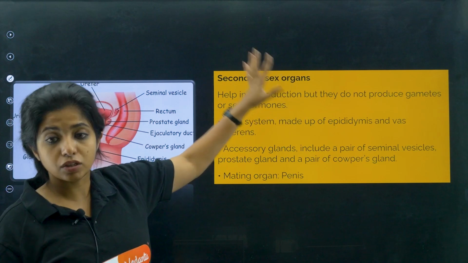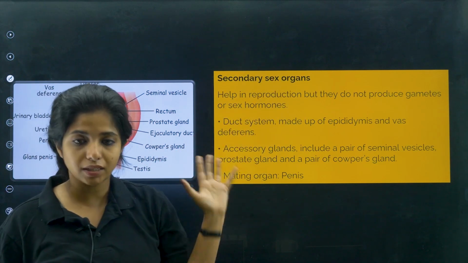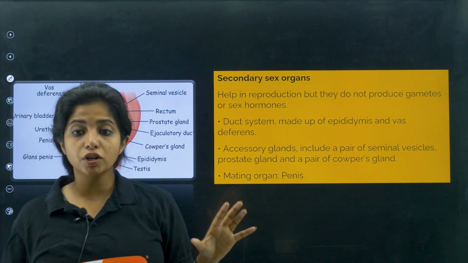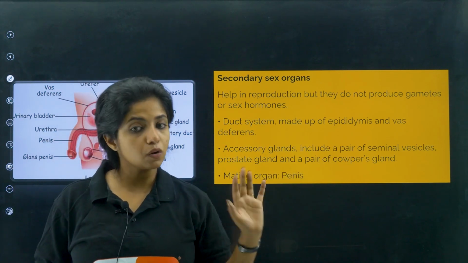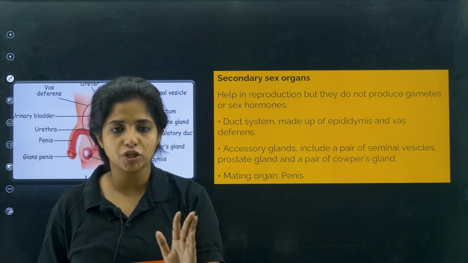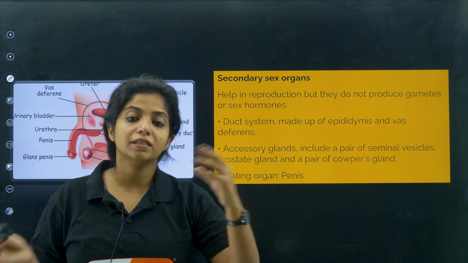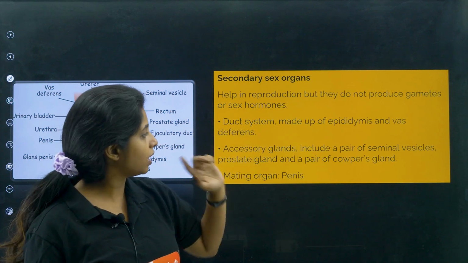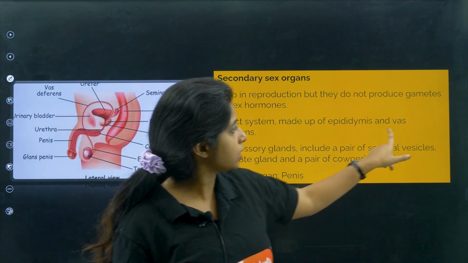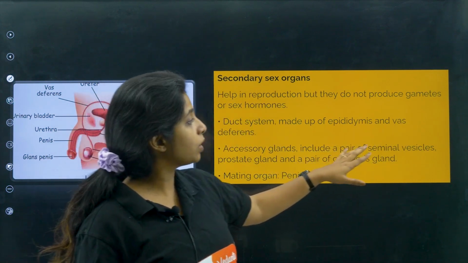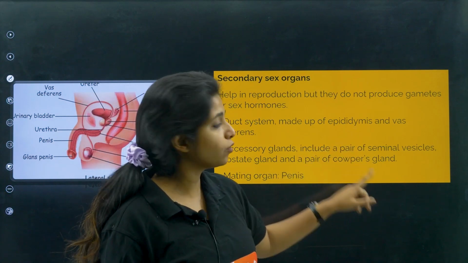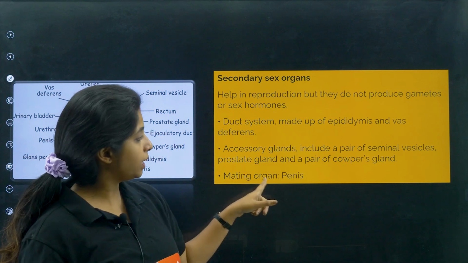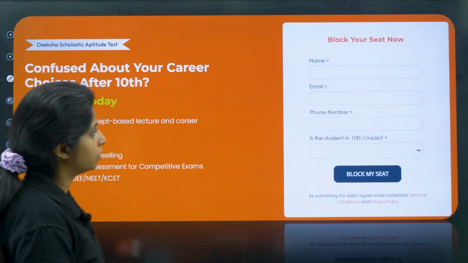Now, secondary sex organs, all those things like ducts, glands and everything, are secondary sex organs. They help in reproduction but do not help in production of gametes. They help in reproduction by providing transport, by providing some secretions and stuff like that. The duct system is made up of the epididymis and vas deferens. Remember the vas deferens, that is kind of important. Accessory glands include a pair of seminal vesicles, the prostate gland, and a pair of Cowper's glands. They are in pairs; the prostate is not in a pair. Now, there is a mating organ, which is known as the penis as well.